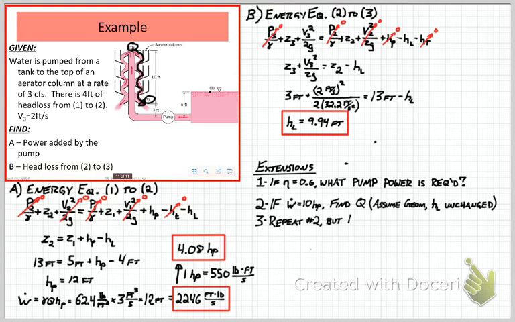Finally, as another way to practice, you could repeat problem number 2, but assuming that in this case the head loss is not simply 4 feet between points 1 and 2, but the head loss is actually a function of velocity itself. When we get to minor losses in this class, you'll see that this is actually a better representation of head loss in the system, and so this would be a chance for you to practice the energy equation and get a sneak preview of what minor losses will look like in our systems.